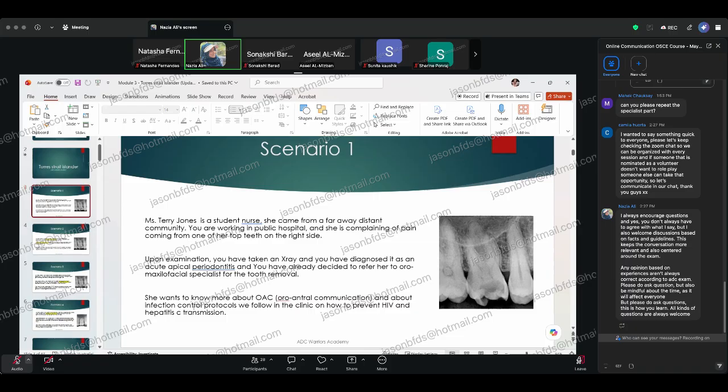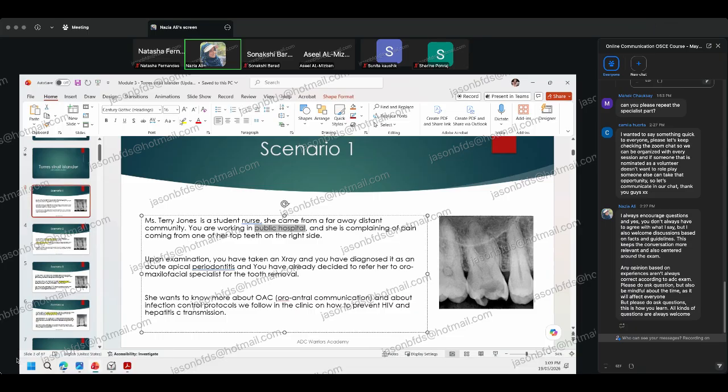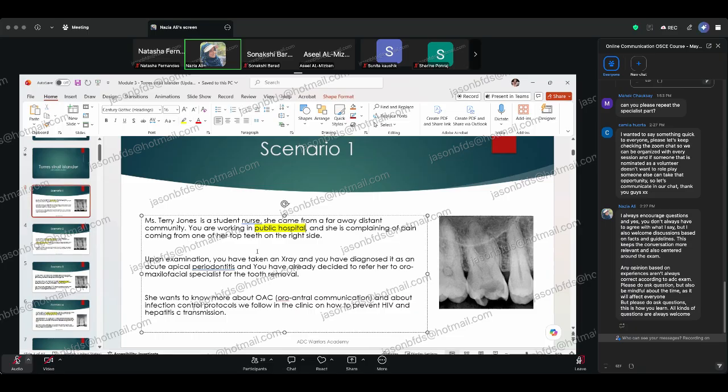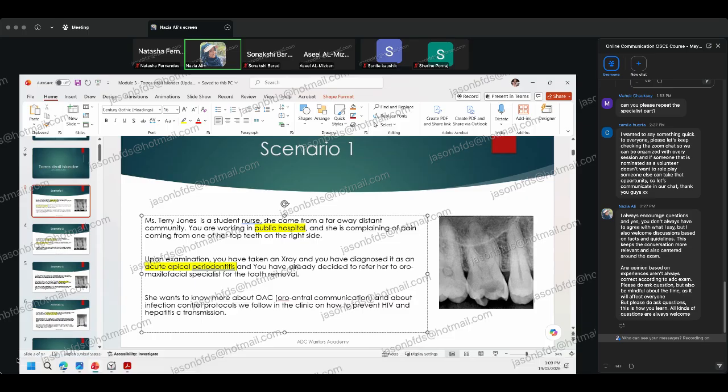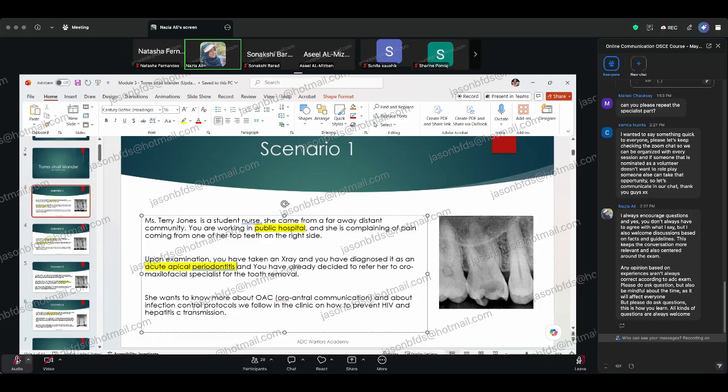The first thing, when I look at the scenario, is where am I working? Okay, I'm in a public hospital. The next thing I look at is what diagnosis they've given. Oh, it's acute apical periodontitis. Third thing, have I decided on sending to a specialist, or have I just decided on removing the tooth? That's important. Now, in this version, you've decided to refer already, right? Yes. Now, the decision is made.